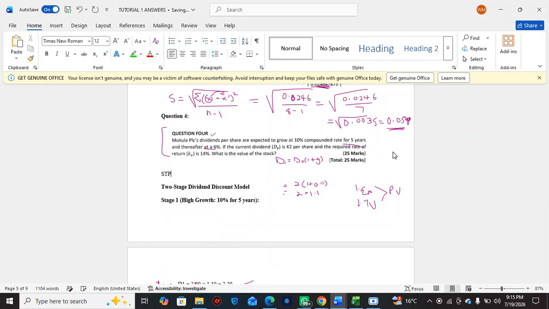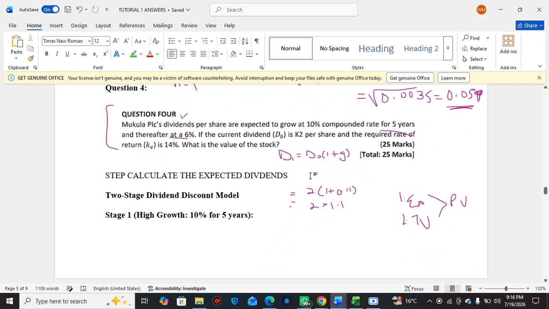Step one, calculate the expected dividends. Okay, colleagues, these expected dividends are the dividends we're expecting to receive in the upcoming years. And how do we calculate the expected dividend? Have you seen this formula here? D1 equals D0, open brackets, 1 plus g.